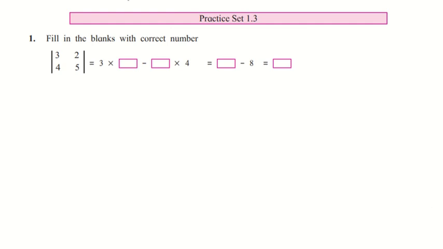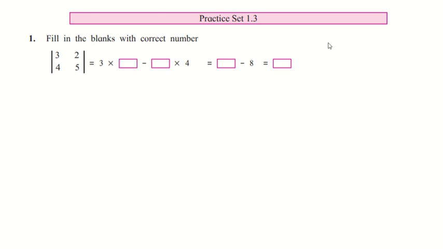So the first question for this practice set 1.3 is: fill in the blanks with the correct number, where we have the question given in this form: 3, 4, and 2, 5. You will see numbers in this form where we need to solve and fill in the blanks with the correct number. How to solve this?